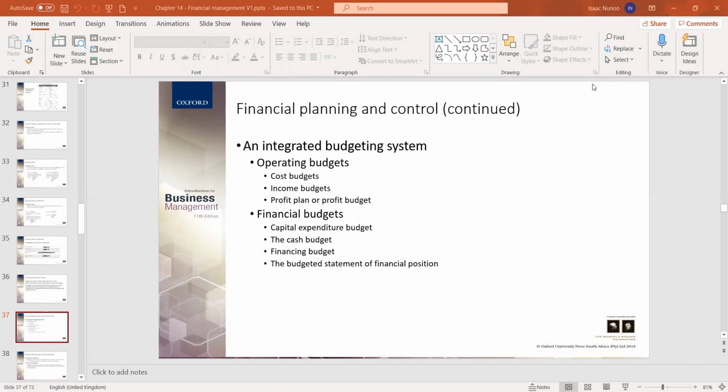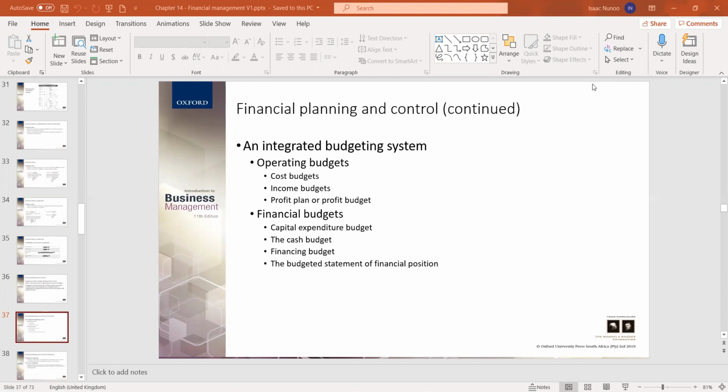We can talk about the profit plan and the profit budget. So with the profit plan and the profit budget, this type of budget combines cost and income budgets and is used by managers who have responsibility for both the expenses and income of their units.